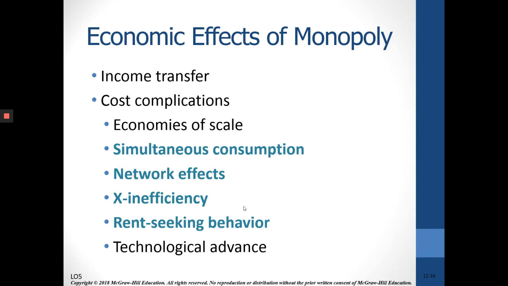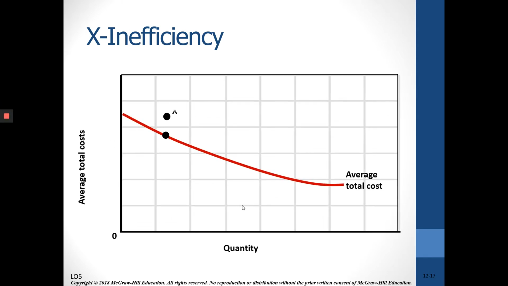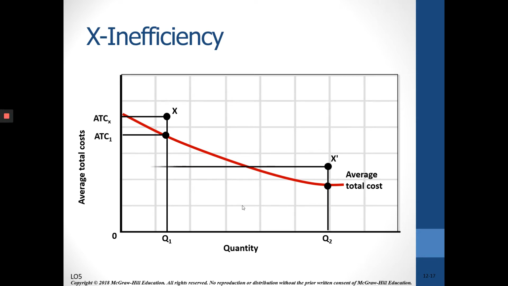something like that. So X inefficiency is graphed here looking at an average total cost curve, which continues to go down, which is more typical for a monopoly. They may be producing at quantity one at a higher price because they don't have to necessarily produce at low cost, and that's an X inefficiency.